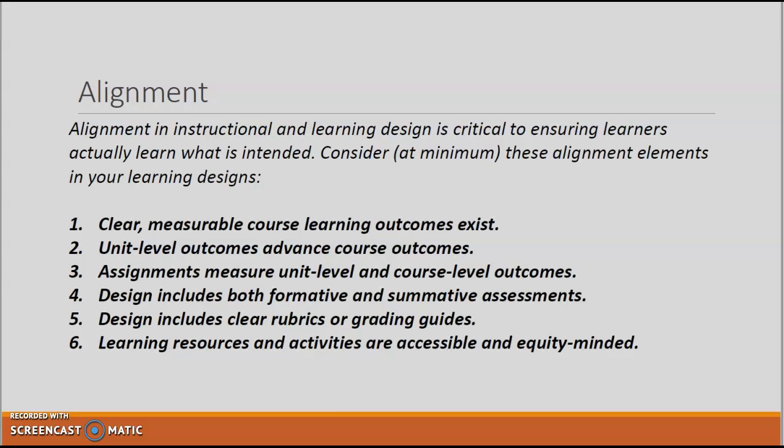You would like clear, measurable course learning outcomes. You want to make sure those exist, and that your unit level outcomes advance course outcomes. So you have course level and unit level. Think of our class like we have course level outcomes, and we have weekly outcomes, which are the unit level. And then you want to make sure that within each of those unit level areas, your assignments actually measure the unit level and course level outcomes.